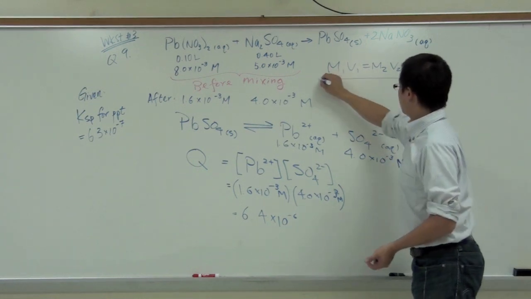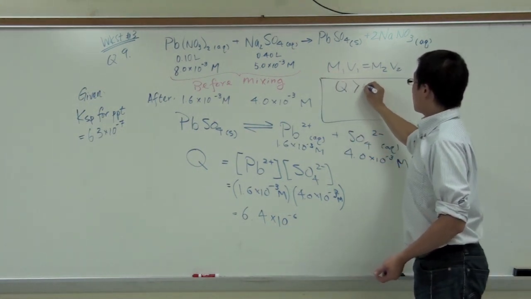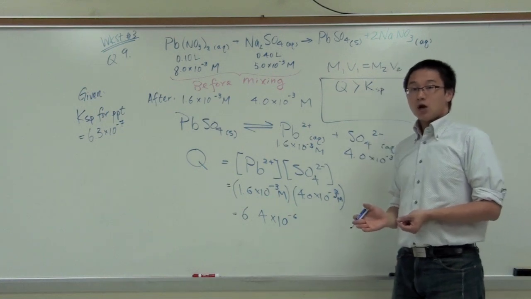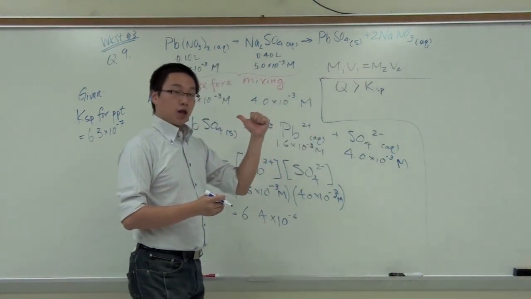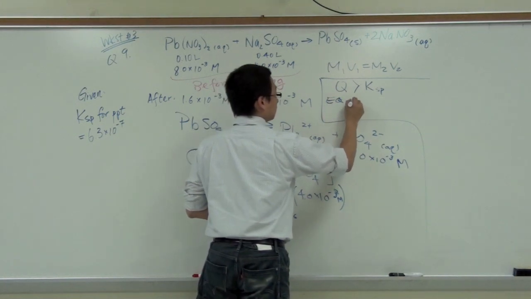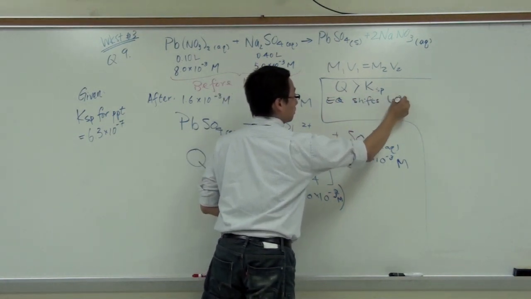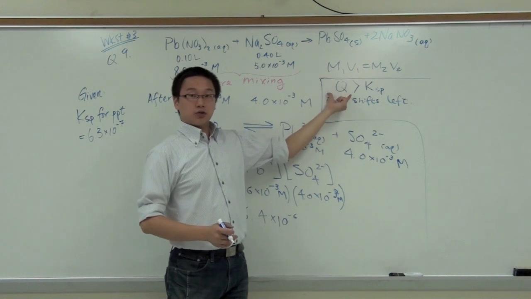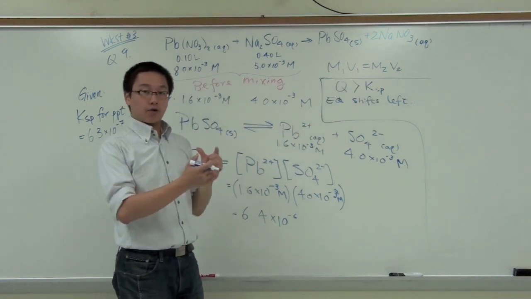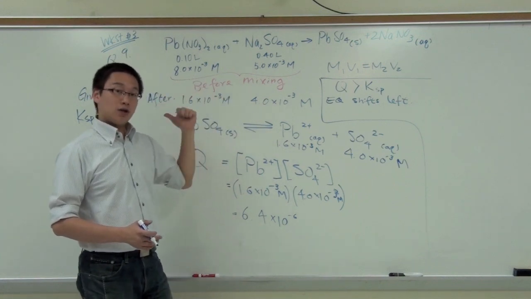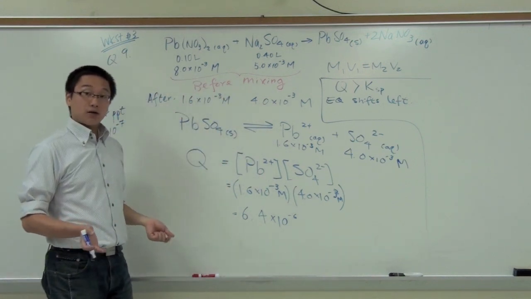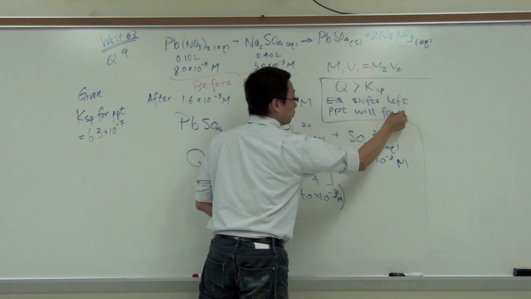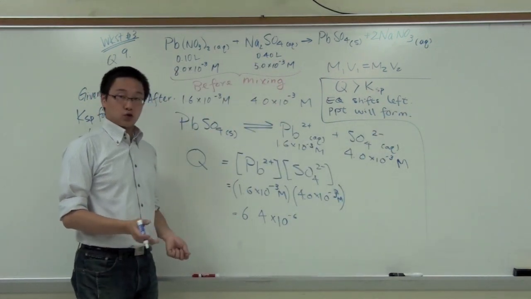So because Q is bigger than the KSP, the equilibrium is going to shift to the left. Okay, and it shifts to the left because we have more products initially than at the equilibrium, so we have to use the extra product. So the way we use it is by shifting the reaction to the left. The left is our solid, is our precipitate, and therefore our conclusion is there will be some precipitate forming in the solution.